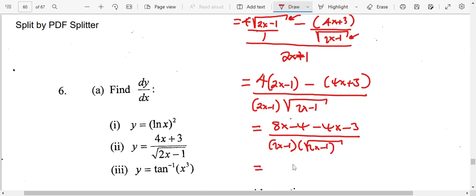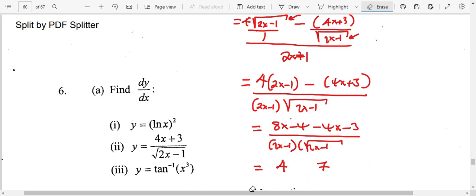So this is going to give us 8x minus 4x, that is a 4x, negative 4 minus 3, that is negative 7, and then over, we have got 2x minus 1, then square root of 2x minus 1. So this is it, we've simplified, and that's the simplest form. Is it okay?